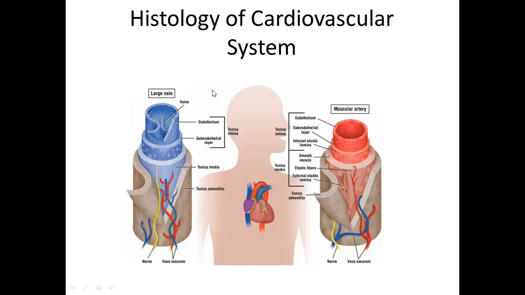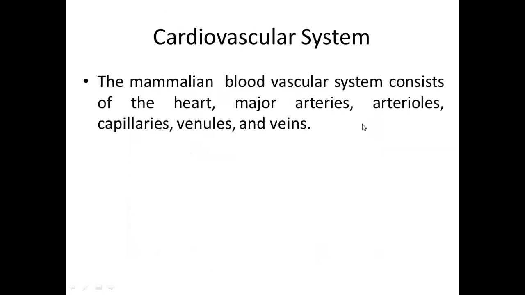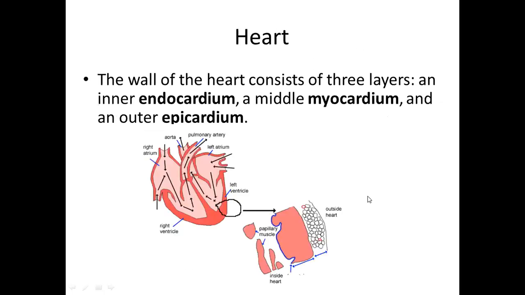Starting with this basic introduction: the mammalian blood vascular system consists of the heart, major arteries, arterioles, capillaries, venules, and veins, and we are going to look at these structures individually, at how they are made up at the microscopic level. Starting with the heart, the wall of the heart is made up of three layers, and the heart consists of four chambers, the atria and the ventricles.